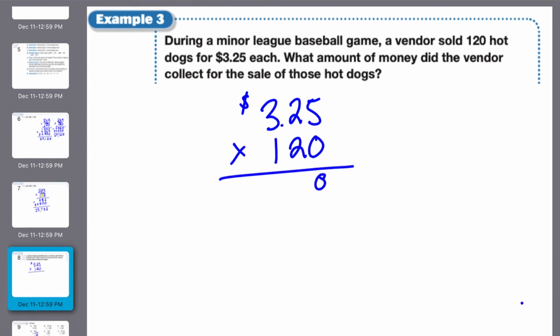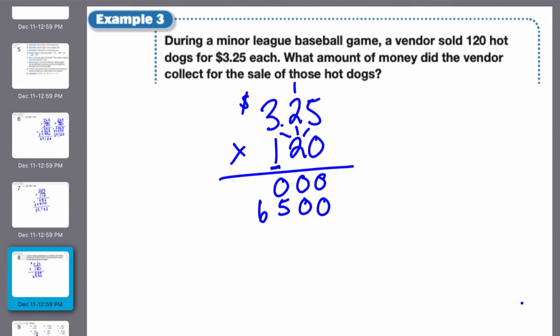I'll add my row of zeros. Now I'm on to the 2. 0 as a placeholder. 2 times 5 is 10. 2 times 2 is 4 plus 1 is 5. 2 times 3 is 6.